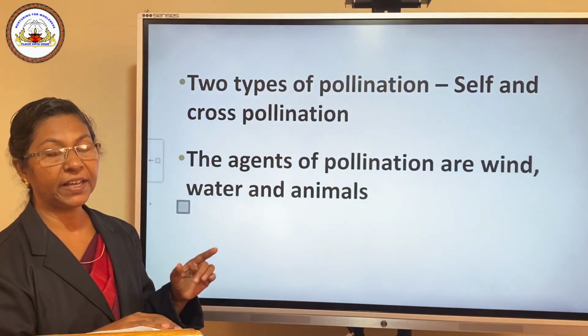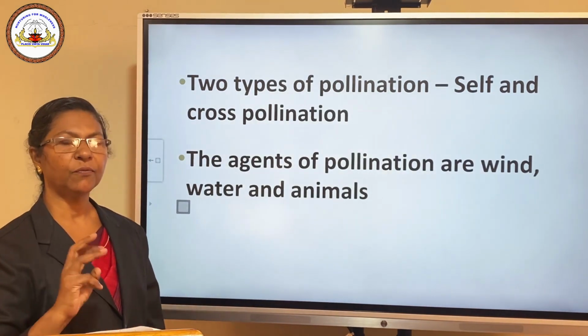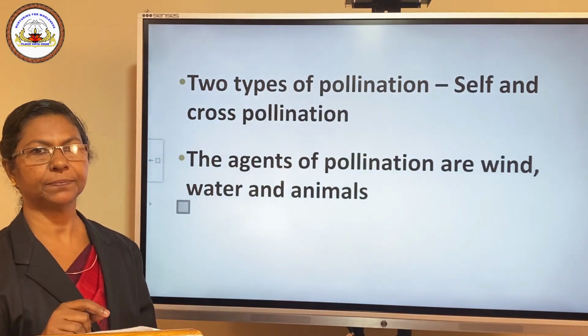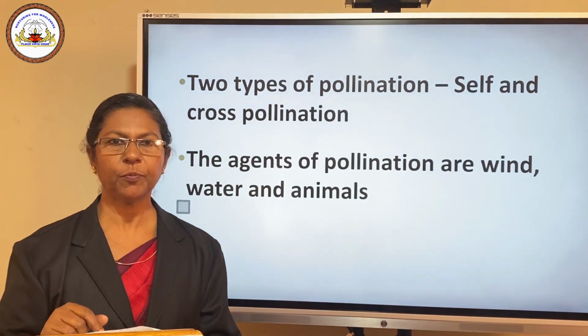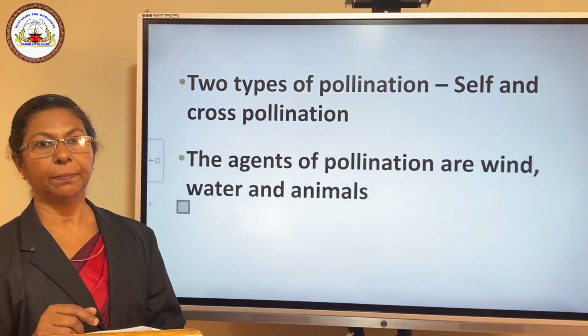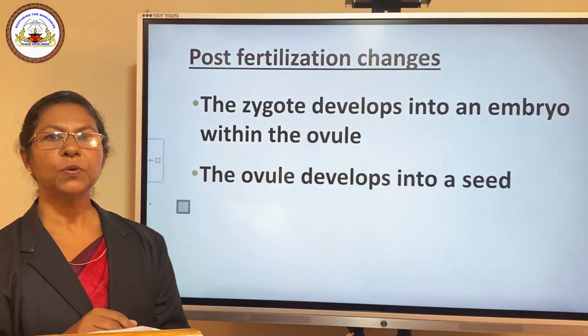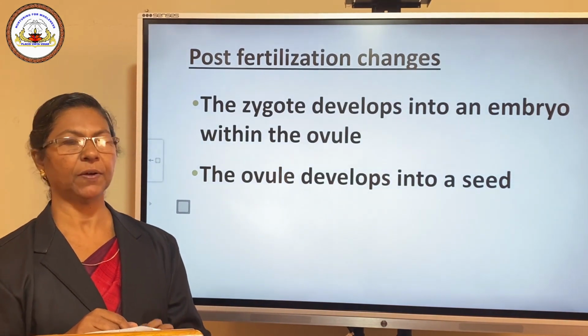So what are the agents of pollination? The agents of pollination are wind, water and animals. Then after pollination, what are the changes happening to a flower? That means post-fertilization changes. What are the post-fertilization changes in a flower?